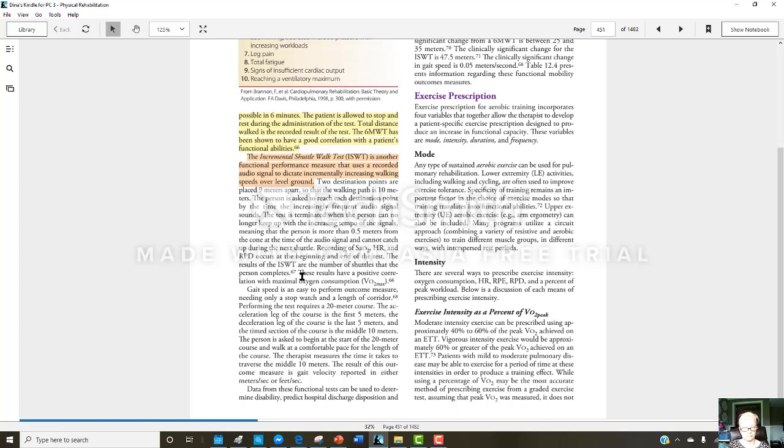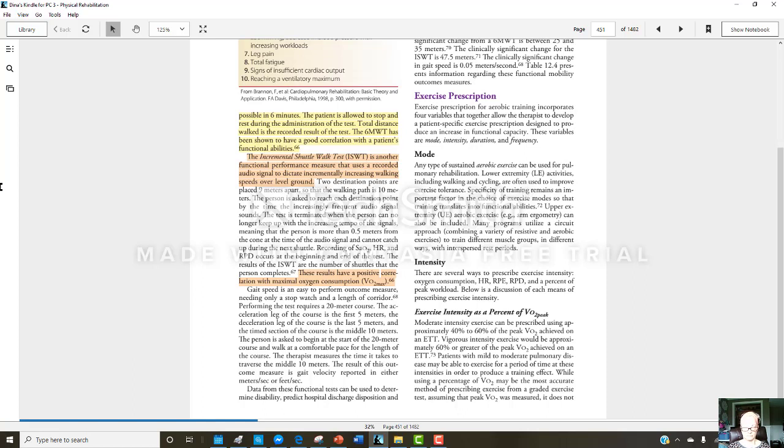0.66 Gait speed is an easy to perform outcome measure, needing only a stopwatch and a length of corridor. 68. Performing the test requires a 20-meter course. The acceleration leg of the course is the first 5 meters, the deceleration leg of the course is the last 5 meters, and the timed section of the course is the middle 10 meters.